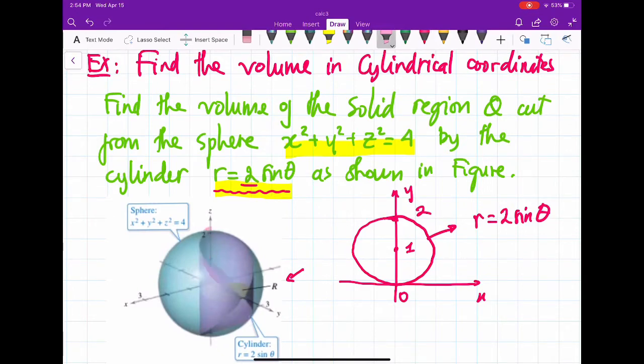You see that cylinder. And imagine that the cylinder will intersect with the sphere by some curves, right? And that makes some solid region. This is in here. So we need to find the volume of this solid region.